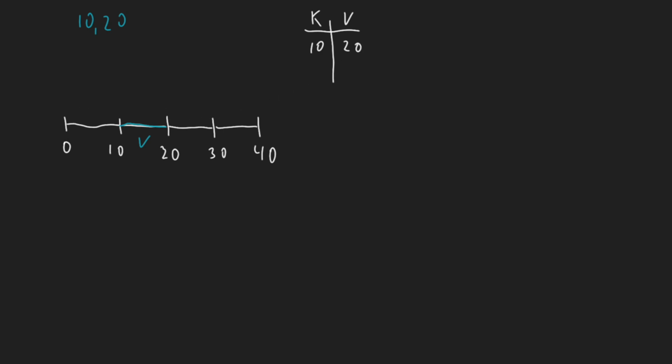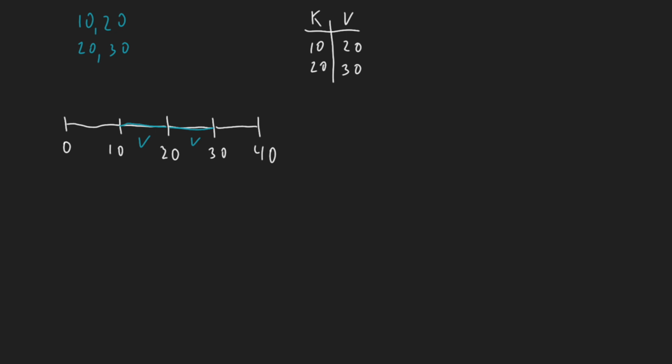So the next one is, let's add 20 to 30. Can we add that? Yes, we can add. This interval is also empty, so it's available. We are adding that to our hash map or hash table. So 20, 30, we are adding here.